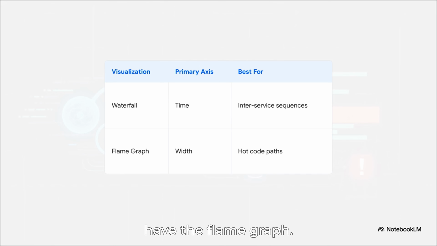On the flip side, we have the flame graph. This view stacks spans to show their relative width. It is the best way to see where your computational resources are burning up within a single service.